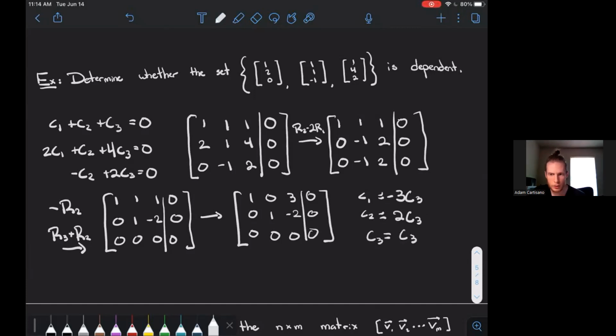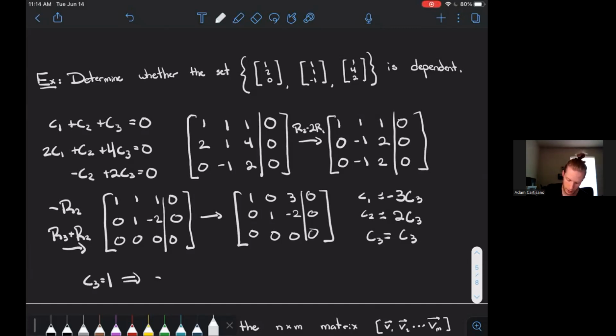Since C3 is a free variable, we can plug in any number for it to obtain a valid linear combination of these 3 original vectors, which gets us the 0 vector, which solves the system of linear equations. Let's try one. Let's try C3 equals 1. So when we do that, C1 equals negative 3, C2 equals 2, C3 equals 1.